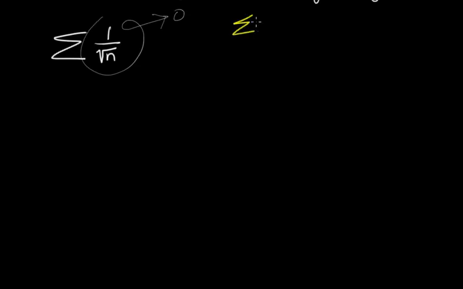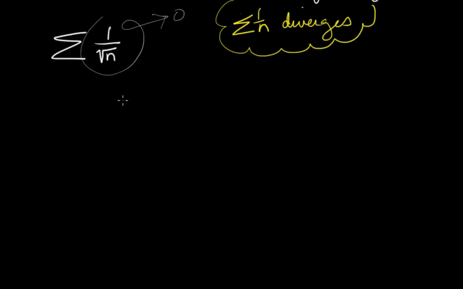How about this series? Sigma 1 over the square root of n. Well, a sub n does go to 0, so it may converge. But I want to use a comparison test. I know that the harmonic series diverges. So I'm thinking this denominator is even less powerful than this one, so this is going to diverge too. But here's how we write it up using the comparison test.